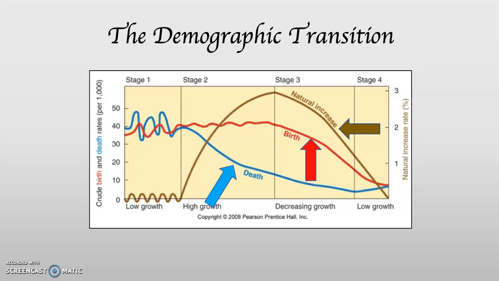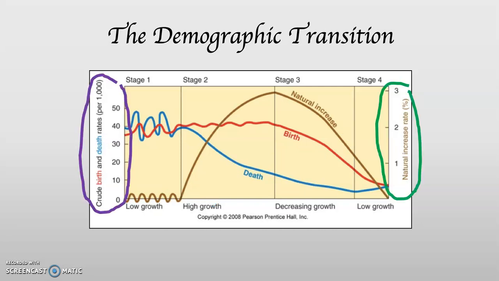Okay? Now if you look on the left-hand side, I've circled in purple the crude birth and crude death rates per thousand, which is what they are: 0, 10, 20, 30, 40 births or deaths per thousand people in the society. And then on the right-hand side, you can see natural increase rate, which I've circled in green. And you can see 1%, 2%, 3%, okay? All right.